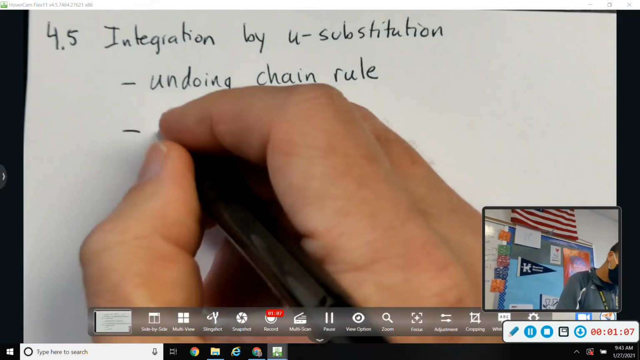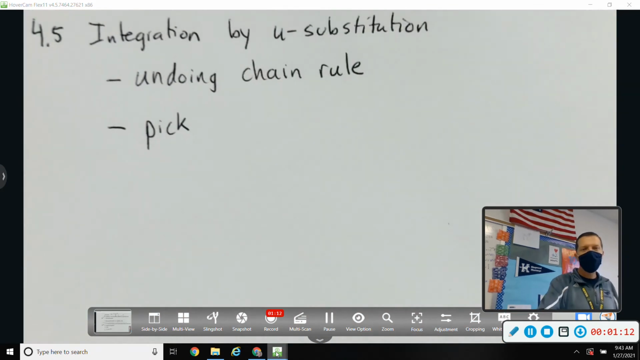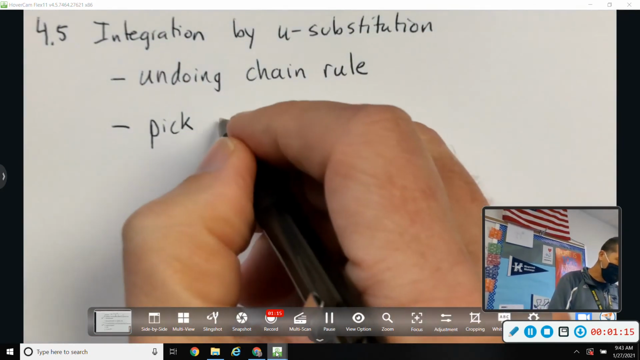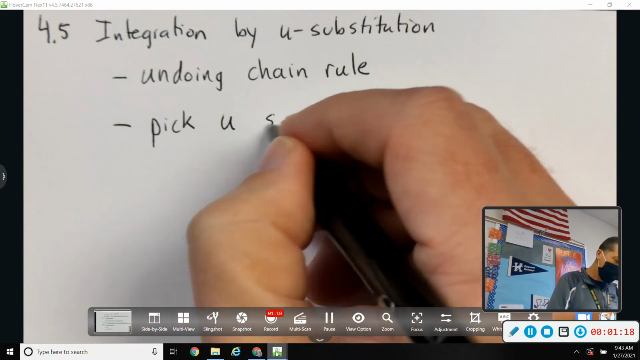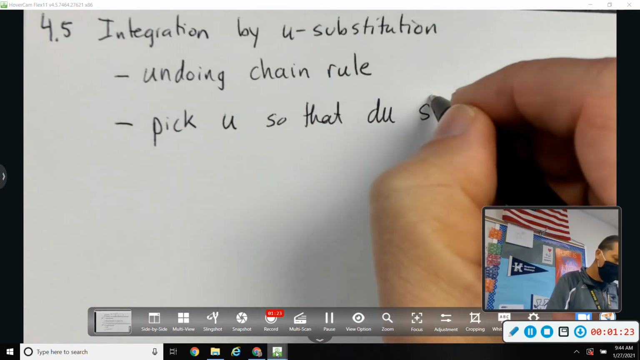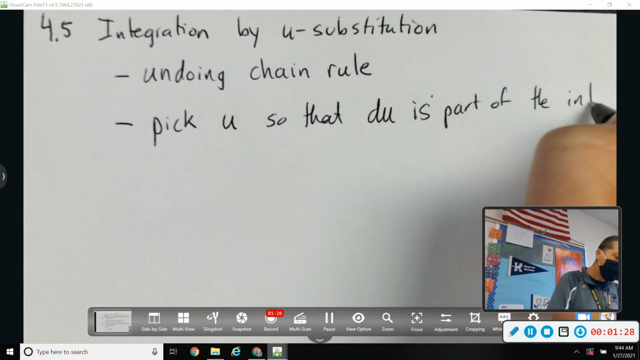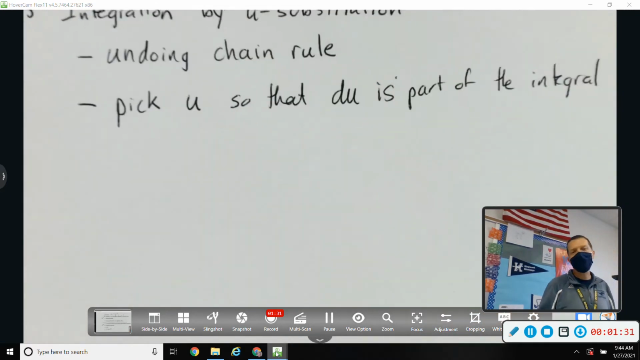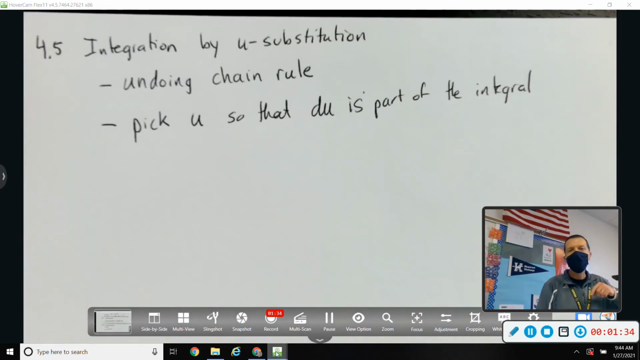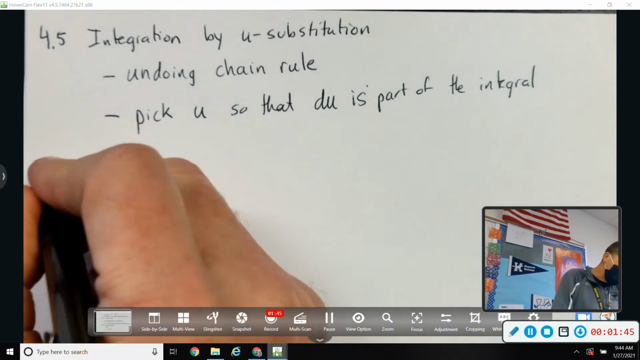Let me give you the overall rule of thumb here. You're not going to know what this means yet, but the rule is to pick U so that du is part of the integral. Again, that doesn't really even make sense to you yet, but that's okay. Let's jump in and do some examples. We're undoing the chain rule. We're going to pick U so that du shows up as part of the integral.